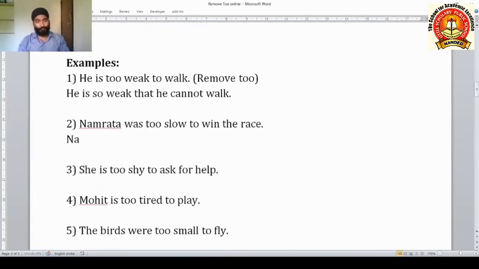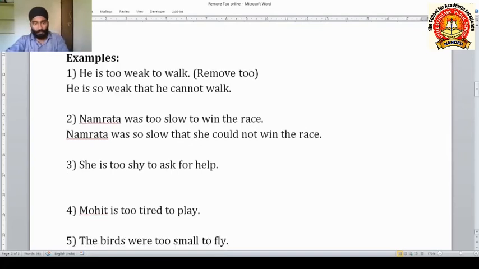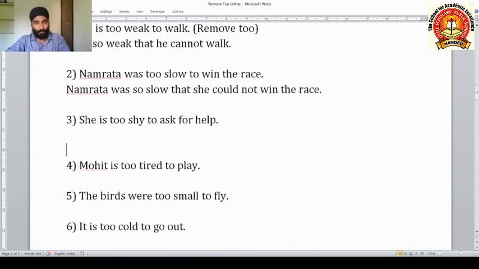Now the second example, Namrata was too slow to win the race. Namrata was so slow that she could not win the race. Here we have used "could not" because "was" is there, the sentence is in past tense. Namrata was so slow that she could not win the race. Full stop.